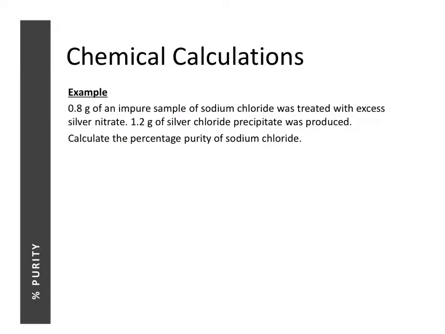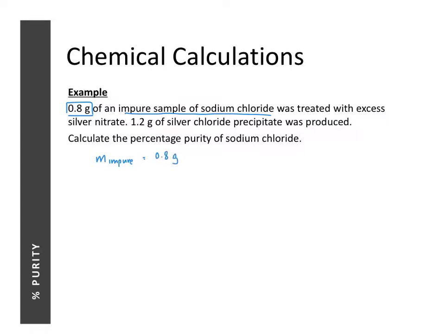Let us now look at an example to calculate percentage purity. Okay, so again, 30 seconds to read the question, and as you are reading, bear in mind that for 90% of the questions, the mass of the impure substance will be given in the question. Okay, so as you read the question, you should be able to see that you have 0.8 grams. What is this mass for? It is for your impure sodium chloride. So the mass of impure sodium chloride is 0.8 grams. This is given in the question.